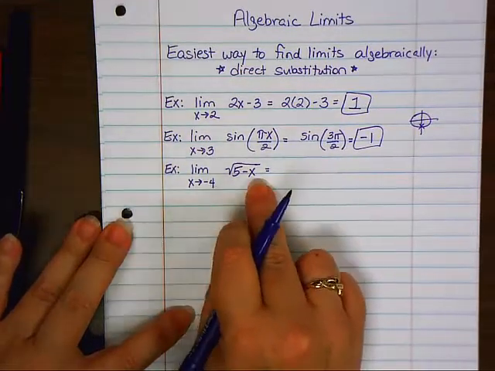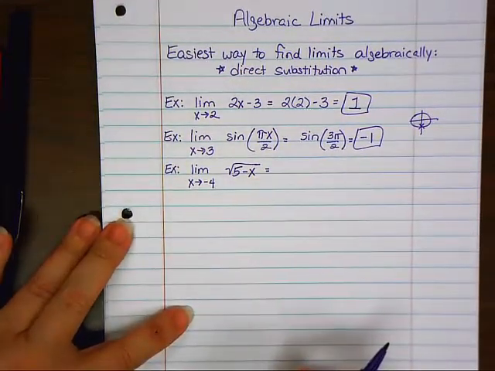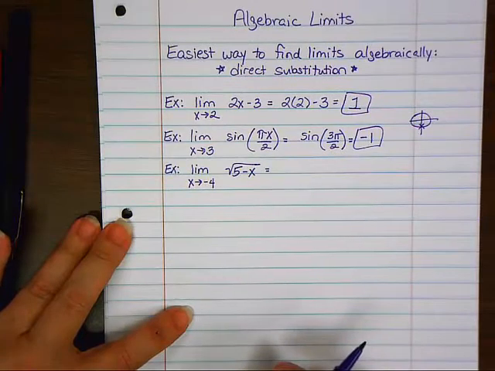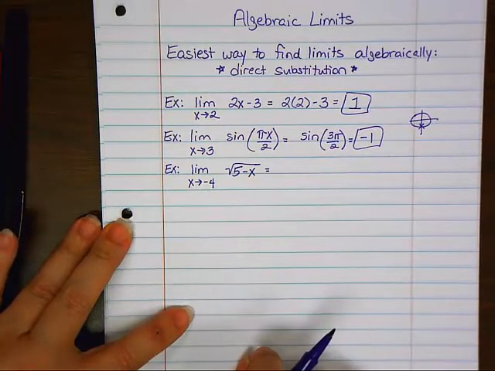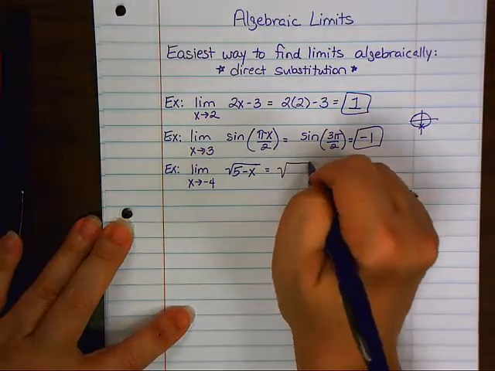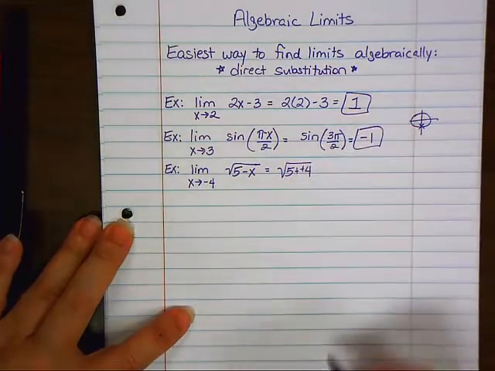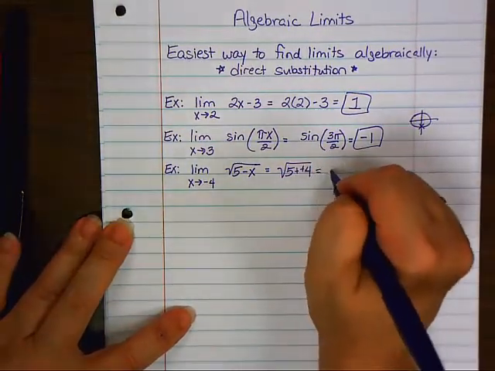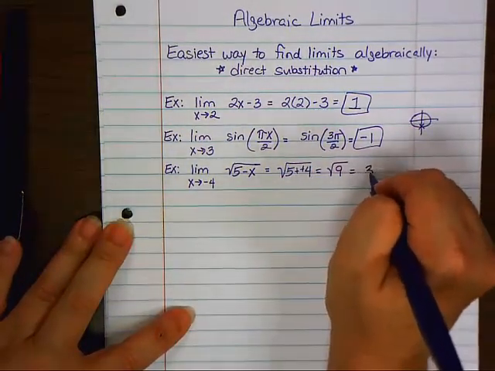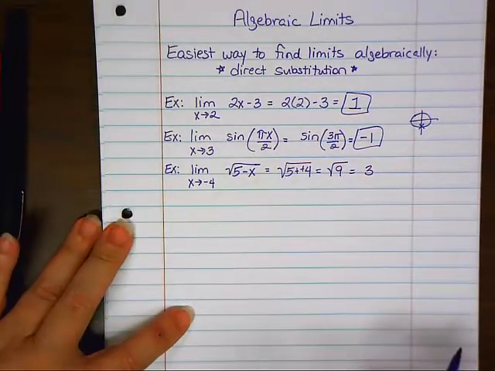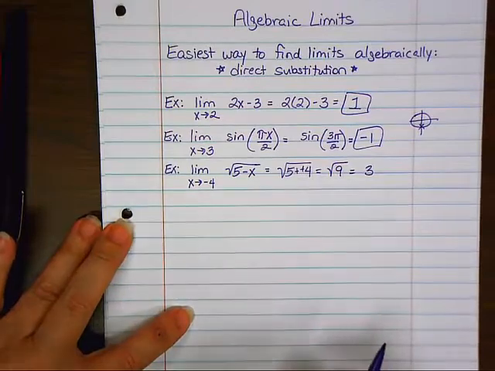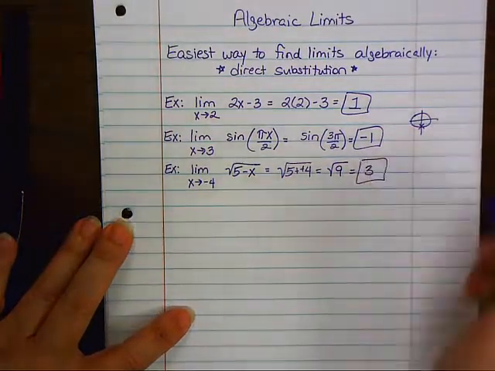Can I substitute negative 4 in there and get a real number answer? Okay, it will be 3. 5 minus negative 4 becomes plus, which becomes the square root of 9, which is 3. Now, if you come out with something like the square root of negative 2, then that's a does not exist because it has an i in it. So, box that in.